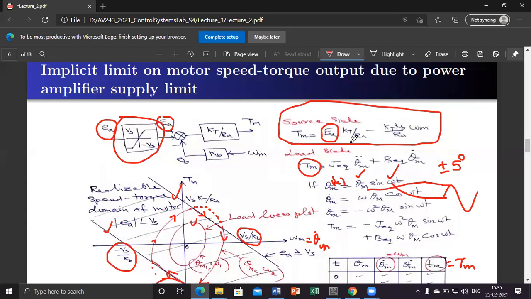Now what I am plotting is the load side. That is the inverse dynamics characteristics of the load.